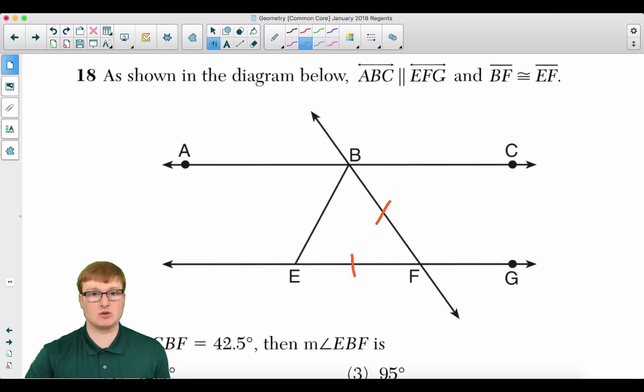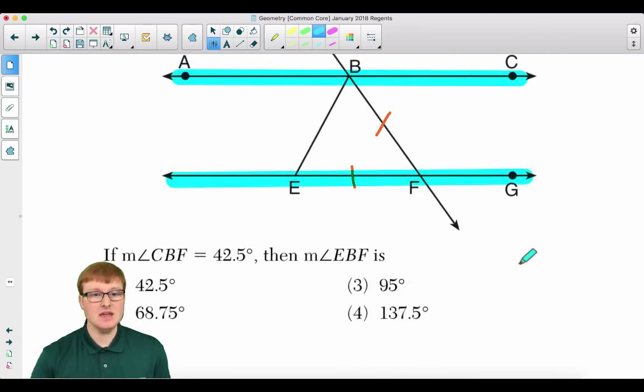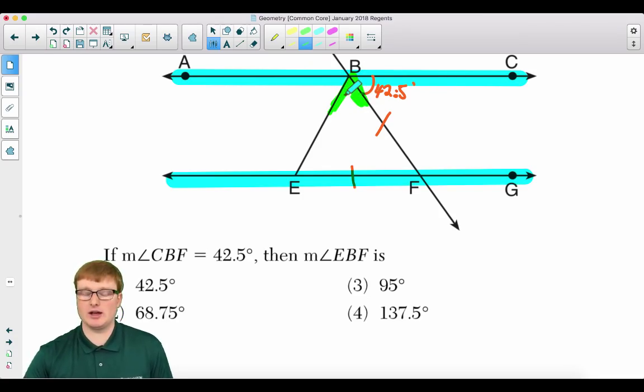And they're parallel to each other. Great information. They're definitely parallel to each other. Okay. If the measure of angle CBF, so CBF, this angle up here, is 42.5 degrees, then what is the measure of angle EBF? We're looking for this angle measurement right up here. We're looking for that little angle in the triangle.